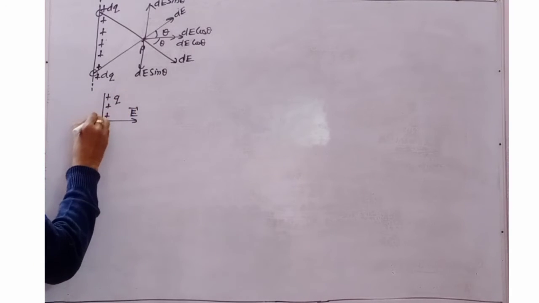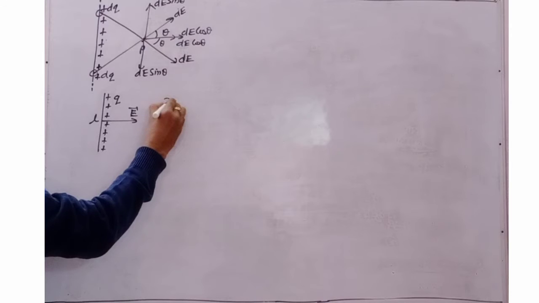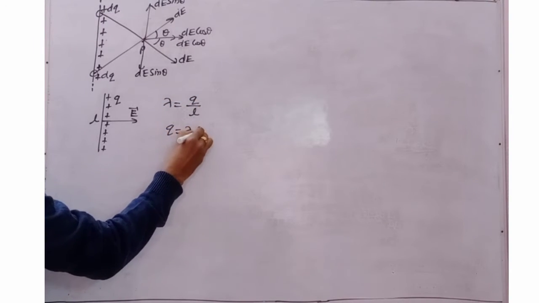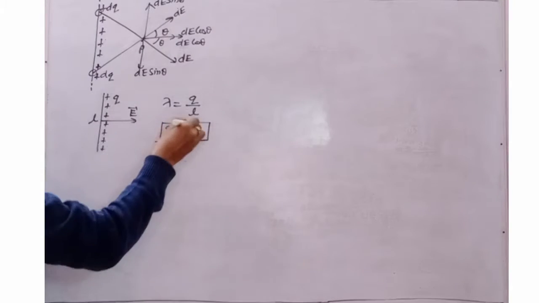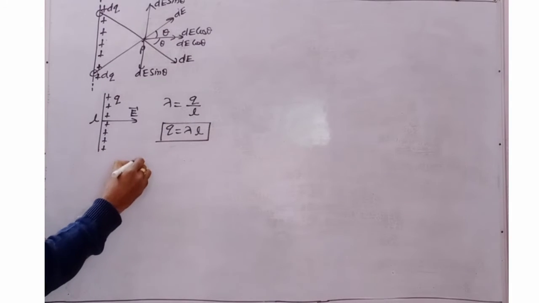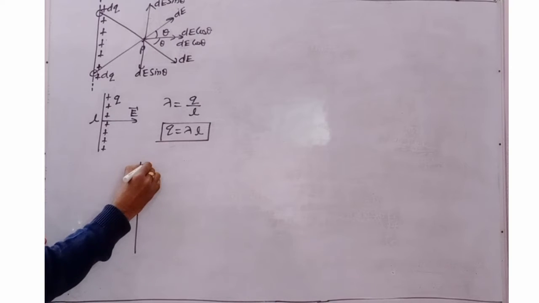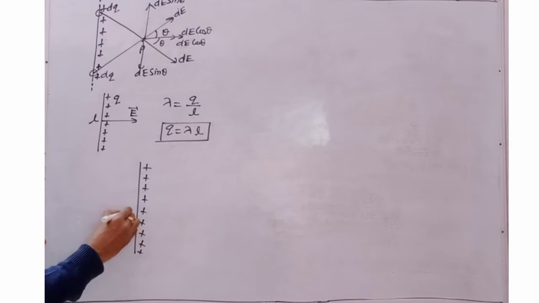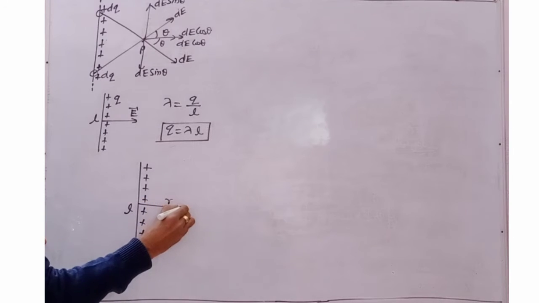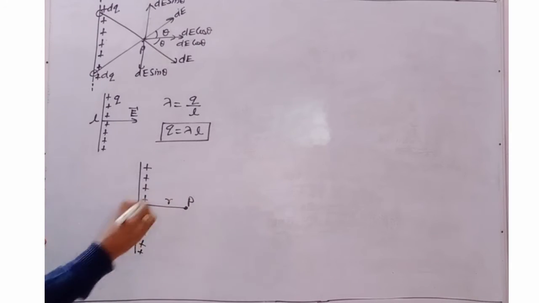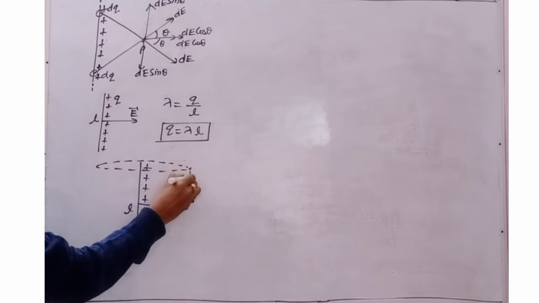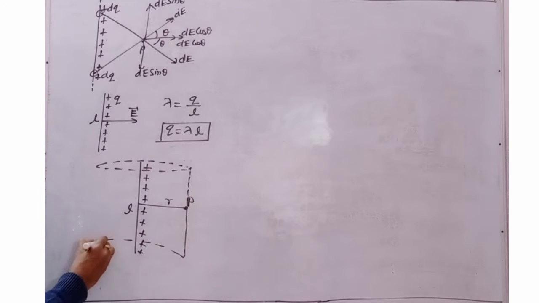Then what about the linear charge density? If charge is q and length is L, then line charge density lambda is equal to q upon L, then q is equal to lambda into L. This is very important, it can be used. Now for the determination, we have to take a certain length L and find the field at a certain distance R. For this purpose, we consider a cylindrical Gaussian surface like that.